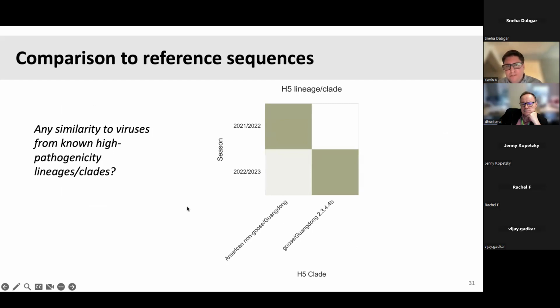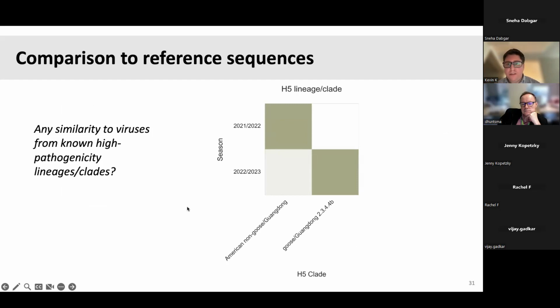So for the next few slides, I'm just going to focus on H5 fragments because the Goose Guangdong lineage is public enemy number one. Now, in fall 2021, when the surveillance program began, the Goose Guangdong H5 viruses were only circulating in Europe and Asia. So the BC Ministry of Agriculture really wanted to detect incursions of these viruses into BC.